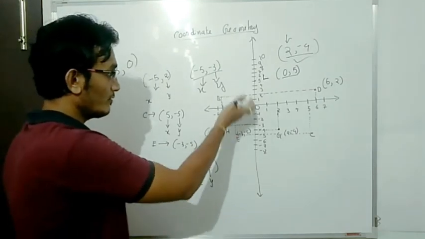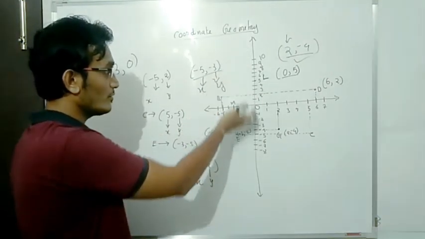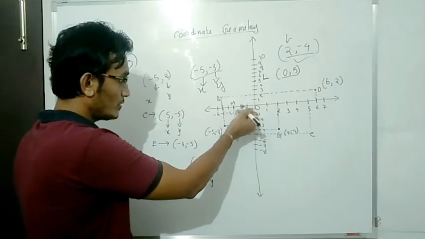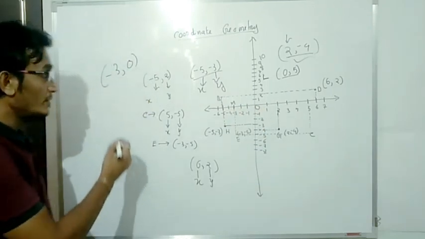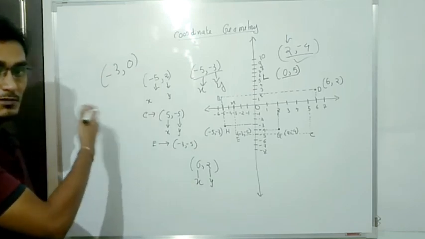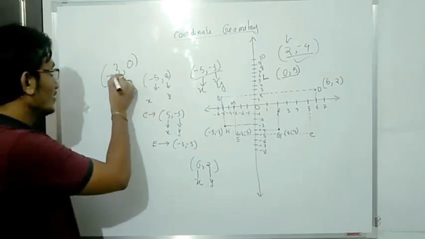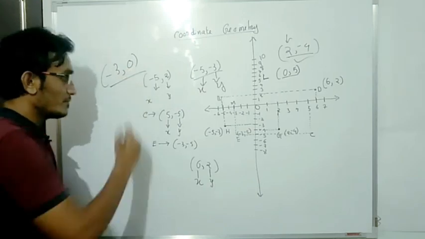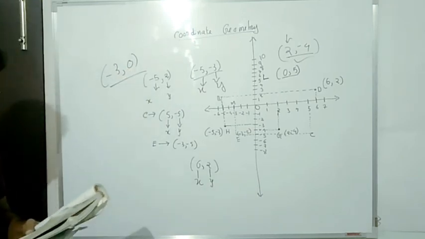Since we are not moving in any direction of the y-axis, we are directly moving from the point O to the point M. How many divisions? 3 divisions to the left of the x-axis, that means the negative x-axis. That's why we are writing (-3, 0).